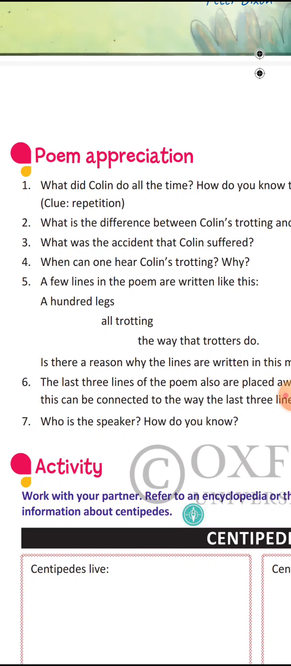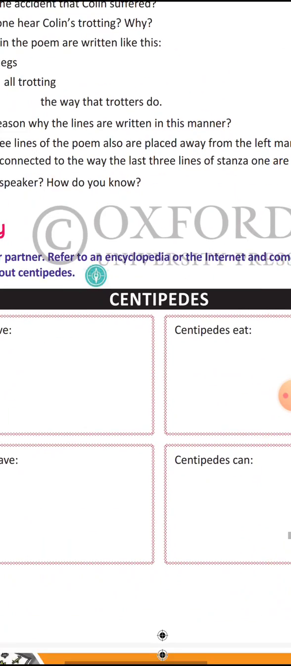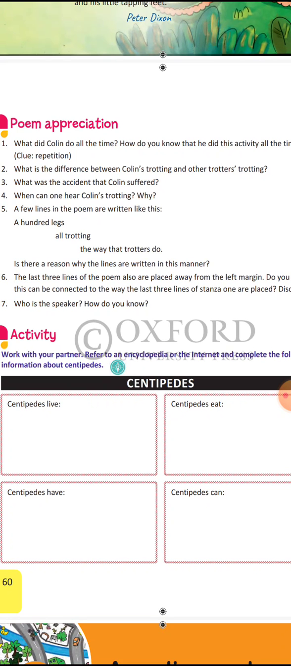And when the child is awake at night, what does the child do? He observes all the little trotters that come out. And we can understand this from the way that the speaker narrates the poem. Okay, and there's a small activity over here, children. Try to refer to an encyclopedia or the internet and complete the following information. So one is about centipedes live, centipedes eat, centipedes have, and centipedes can. From these four, I'll just tell two, and the remaining two you can complete by referring to the internet.